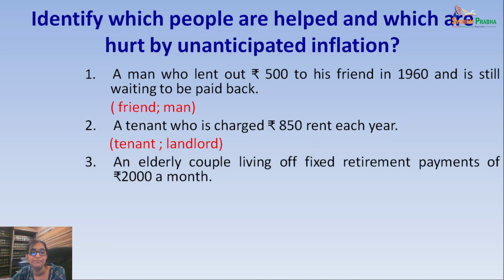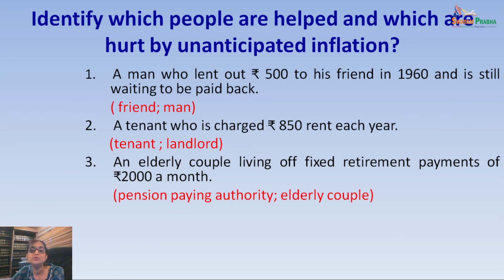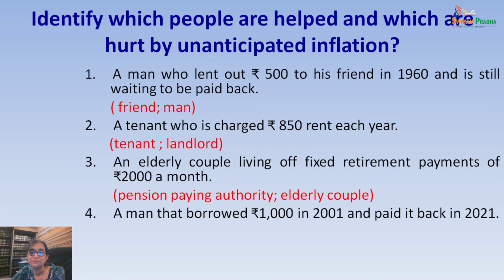Then let us take the example of an elderly couple who are living on their retirement payments of rupees 2000 a month. We have just seen that fixed income earners and pensioners lose. So this elderly couple is going to lose because of this unanticipated inflation, and the pension paying authority will gain.